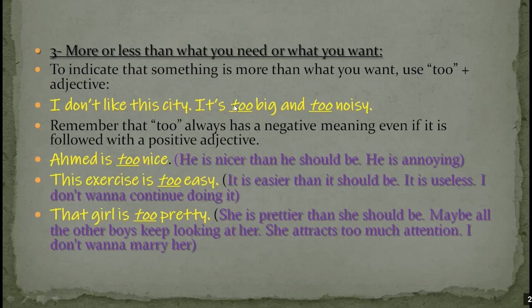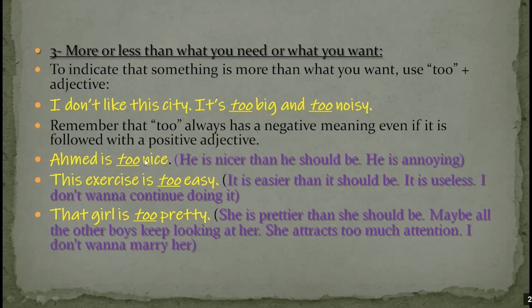Remember that if you use too plus an adjective, then it always has a negative meaning, even if this is a positive adjective. In this situation, being big is actually a good thing for a city, it's not bad. But if you say too big, it becomes a negative description. It means it's bigger than it should be. It's like bigger than my taste.